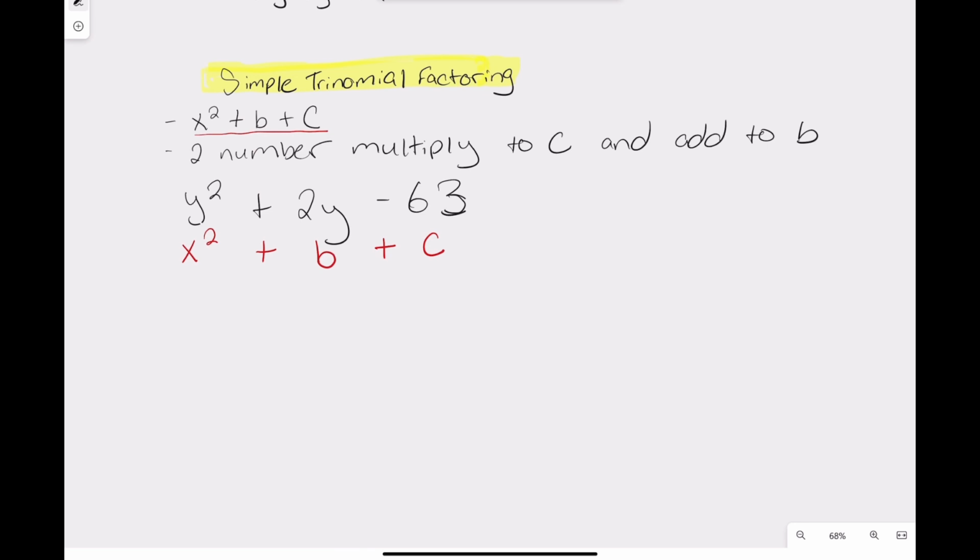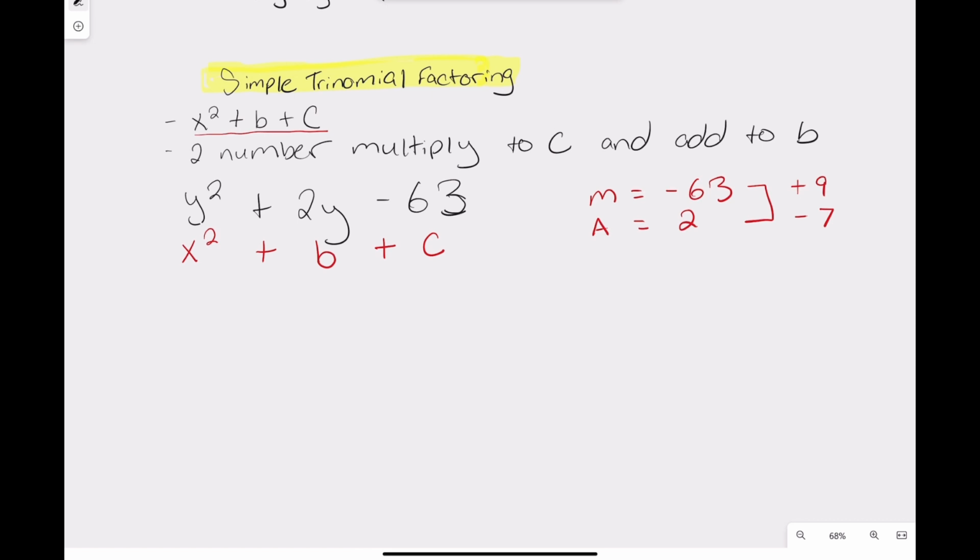So now we have to find two numbers that multiply to negative 63 but add to 2. And those two numbers are positive 9 and negative 7. Because negative 7 times 9 equals negative 63, but 9 minus 7 equals positive 2.